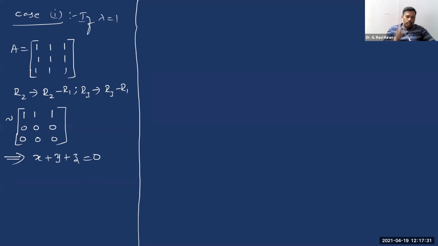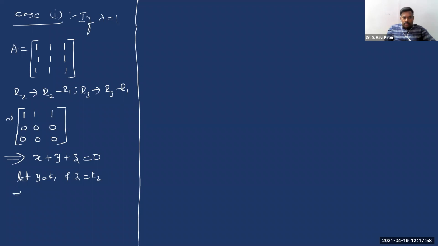So what you got here is only one equation, but the unknowns are 3, right? When you have one equation, you expect only one unknown, but there are 3. What does it mean? There are 2 unknowns extra compared to the number of equations. So now we need to take those 2 unknowns as arbitrary. So let me take y is equal to some k1 and z is equal to some k2. I need to take 2 unknowns as arbitrary as you like.